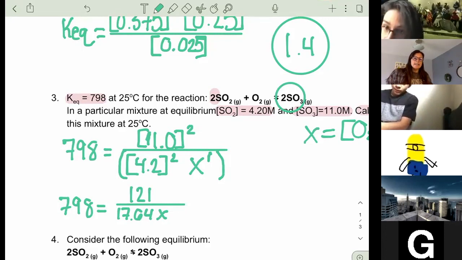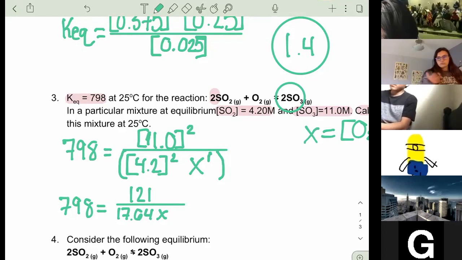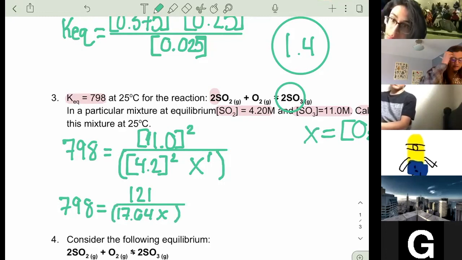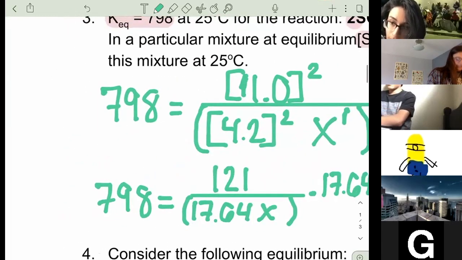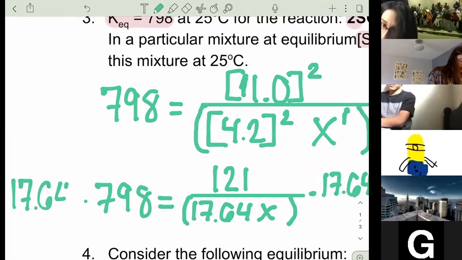All right. Now I need to get that x value to no longer be divided by. So I'm going to take both sides and multiply it by our 17.64x. Whoa, 17. Wow, apparently I can't number today.